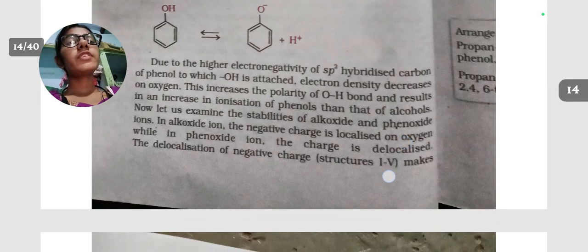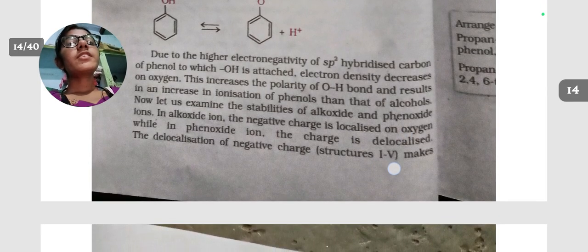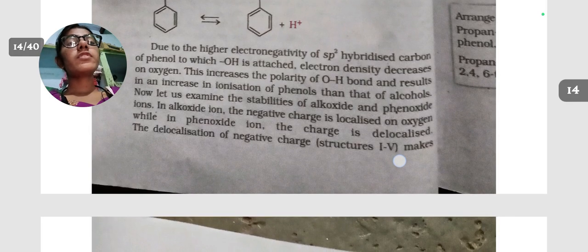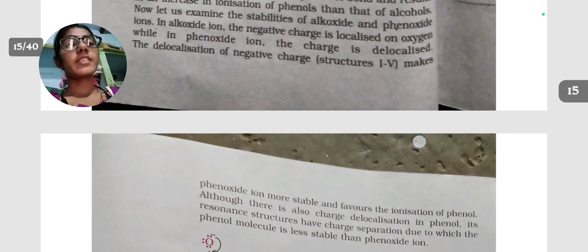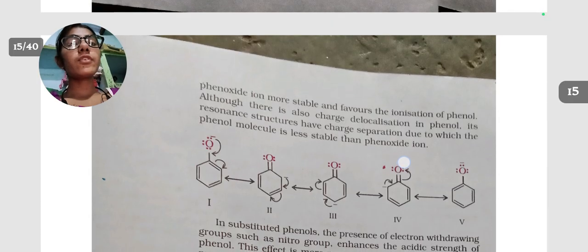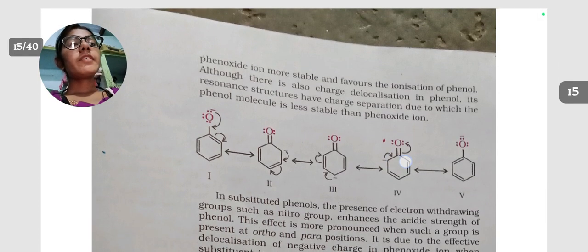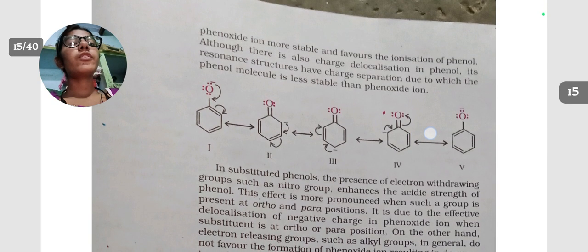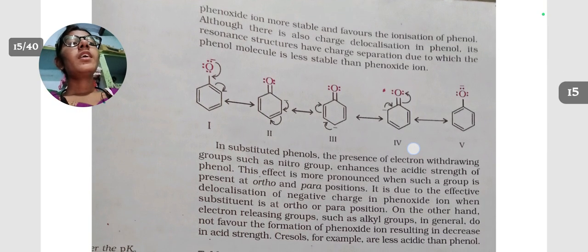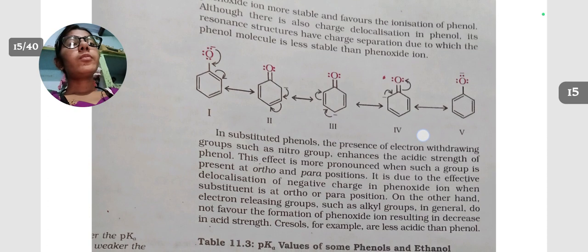Then, in alcohols, let us examine the stability of the alkoxide and phenoxide ions. In the alkoxide ion, the negative charge is localized on oxygen, while in the phenoxide ion the charge is delocalized. Delocalization of negative charge makes phenoxide more stable and favors the ionization of phenols. Although there is a charge separation in the resonance structures of phenol, the phenol molecule is less stable than the phenoxide ion.